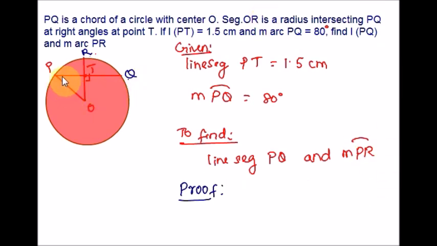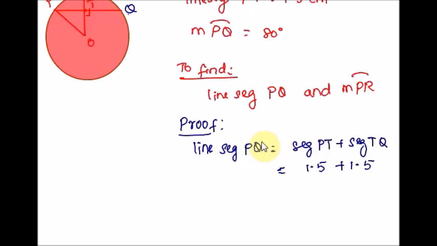The length of line segment PT is 1.5, and we know that if a perpendicular goes from the center, the chord will be equally divided. That means it bisects. So PT and TQ will be equal. So line segment PQ will be PT plus TQ, that is 1.5 plus 1.5, which is equal to 3. I am using the theorem that we just discussed, where the chord is bisected into two equal halves. So we found segment PQ.